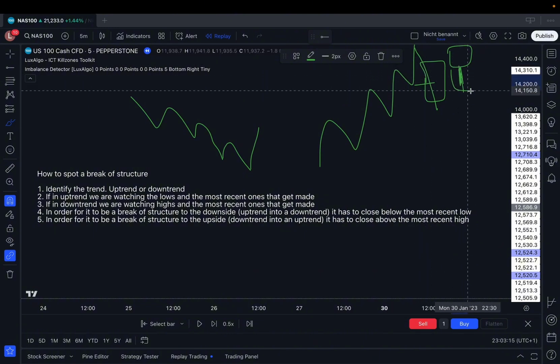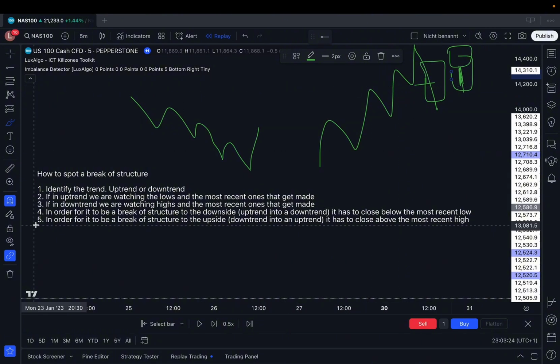Only if it closes above here, so only if it's a candle body close, then it's a valid break of structure. If not, then it's not a break of structure. It's still an uptrend in this case.